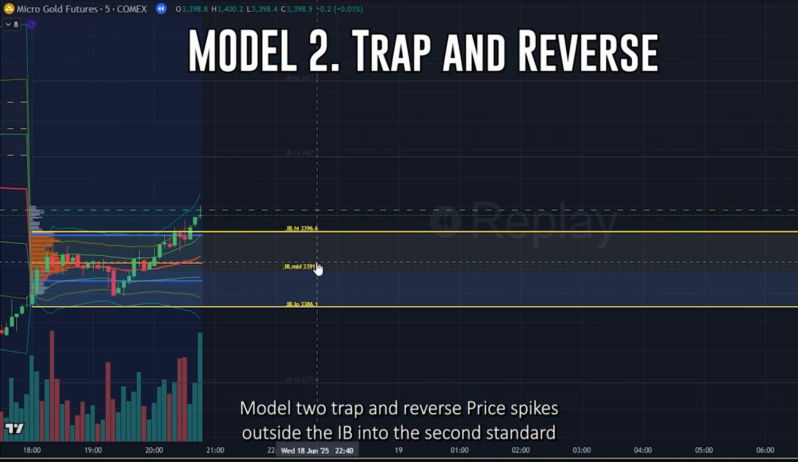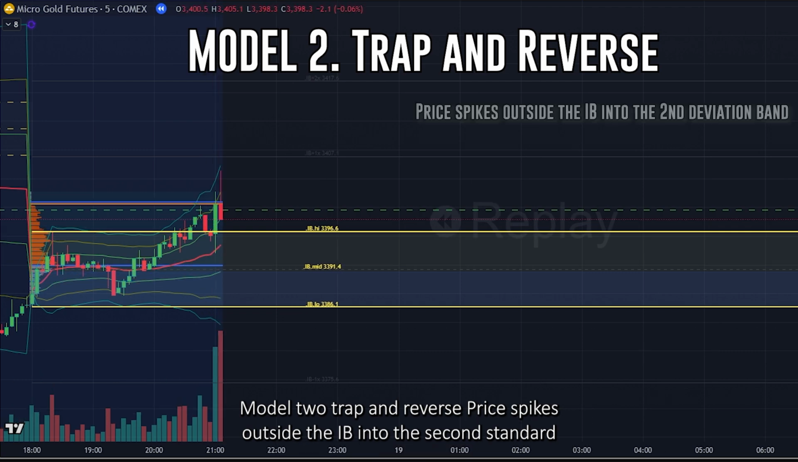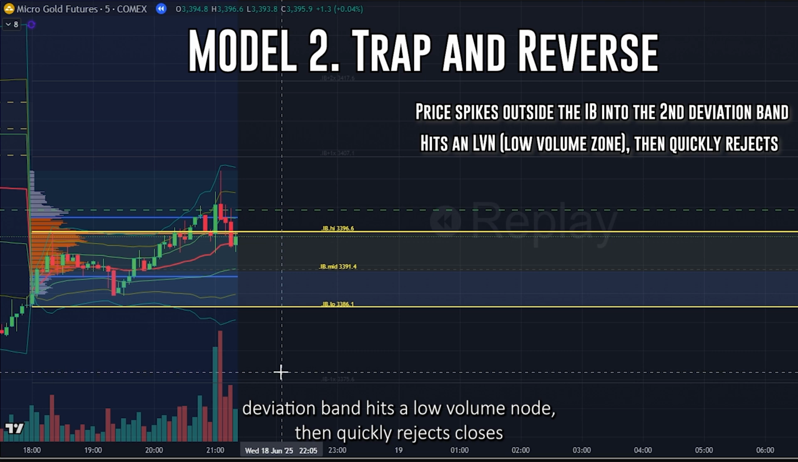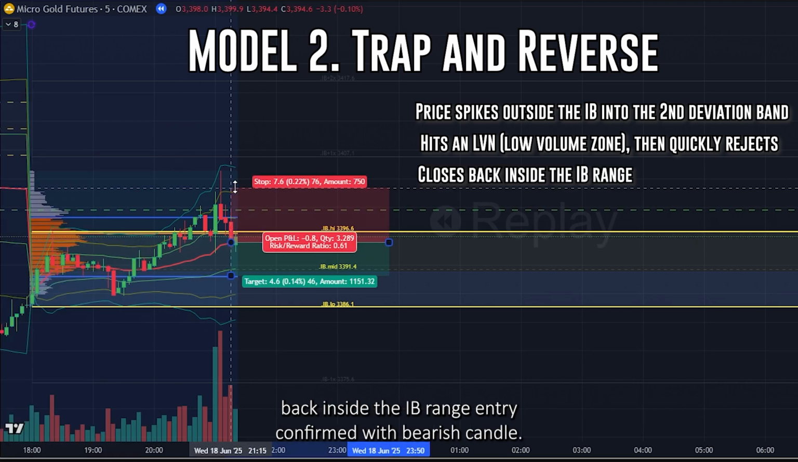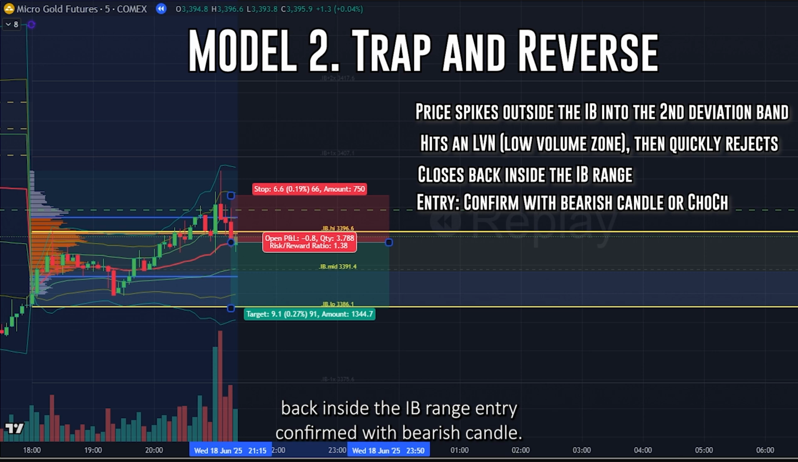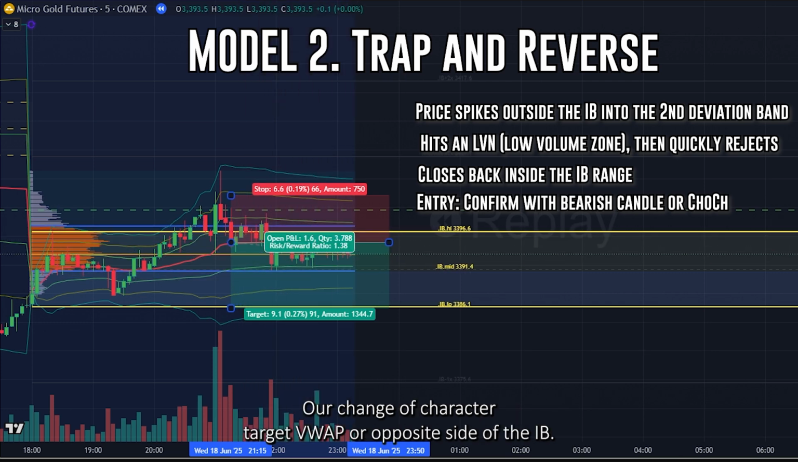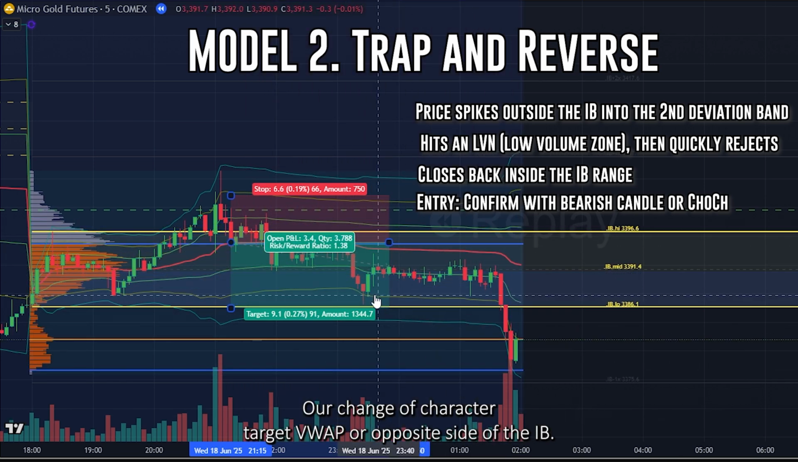Model 2, trap and reverse. Price spikes outside the IB into the second standard deviation band, hits a low volume node, then quickly rejects, closes back inside the IB range. Entry, confirm with bearish candle or change of character. Target, VWAP or opposite side of the IB.